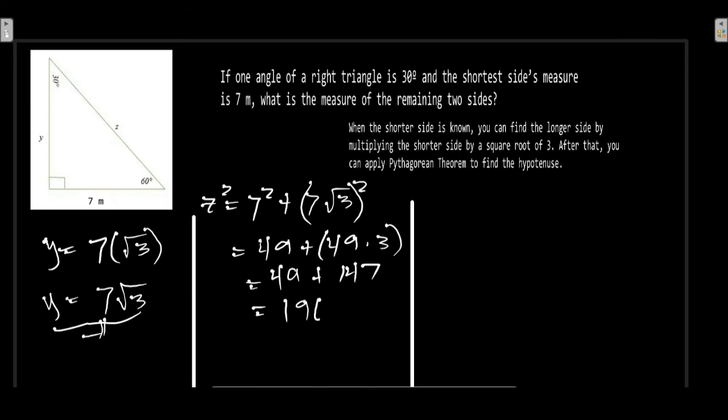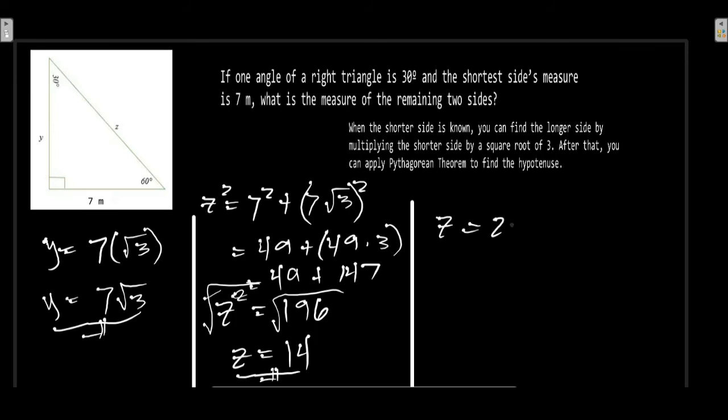Equals 196. And the square root on both sides cancels. So our z is equal to, of course, 14. Then here, the resolution to find the longest side or the hypotenuse is equal to 2 times x, and that x is the value of 7. So now here it is 2 times 7.